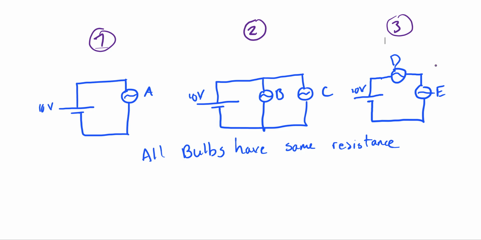And so if we want to think about this, we should be thinking that voltage is energy available per coulomb. I need to see how much energy is available for each one of my light bulbs.